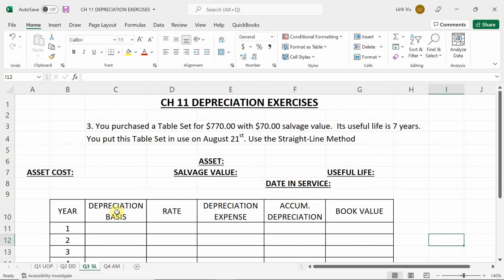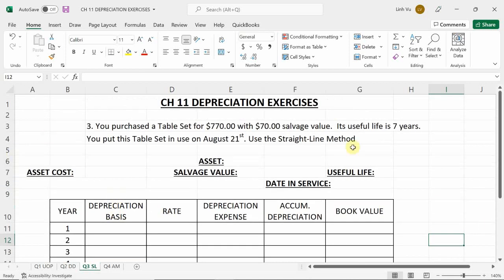So here, okay, you purchased a table set for $770 with a $70 salvage value. Its estimated useful life is 7 years. And you put this table set into use as of August 21st. Use the straight line method. And assuming we're going to depreciate at the end of the year, December 31st, how should you do this? So what's my depreciation base?